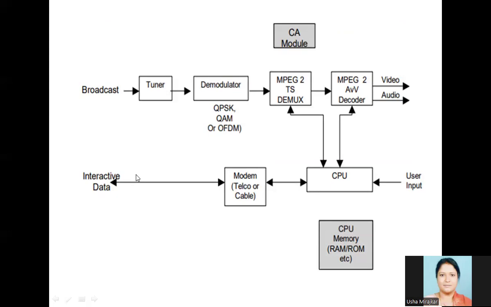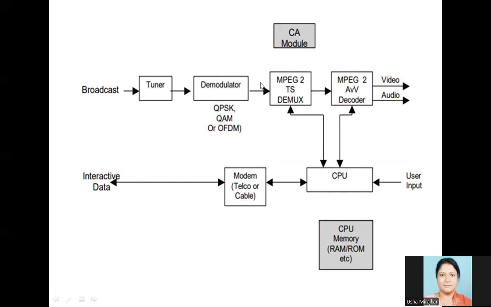Now, this is the block diagram of the set-top box. If you observe here, the signal received from the satellite is first applied to the tuner, which will select the particular frequency or channel. After that, it is demodulated, and the demodulation may be QPSK, QAM or OFDM. These are the different types of demodulation. Depending on the modulation technique, the corresponding demodulation is applied.